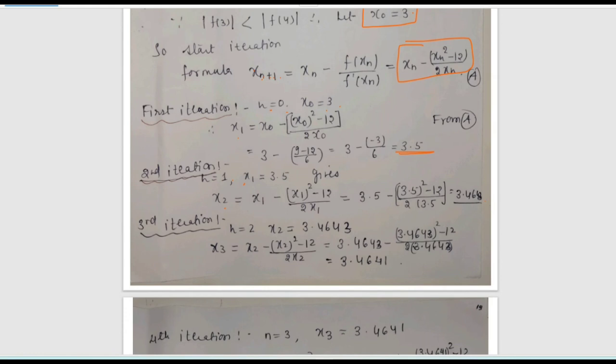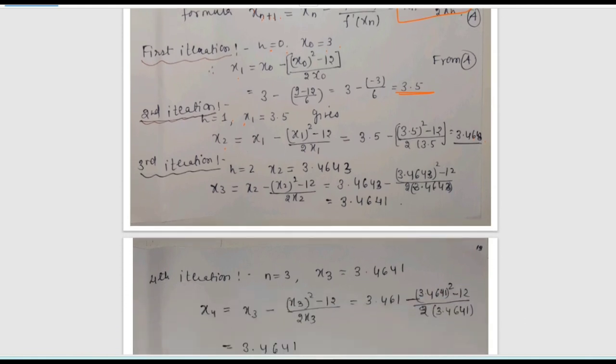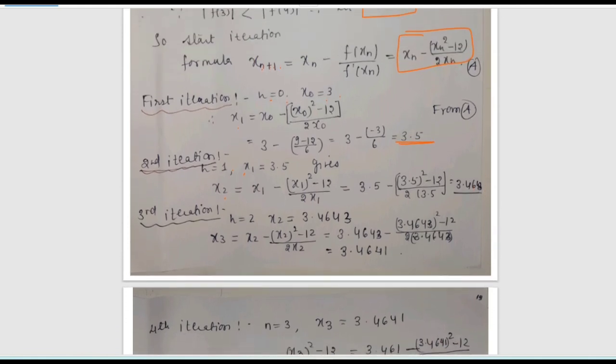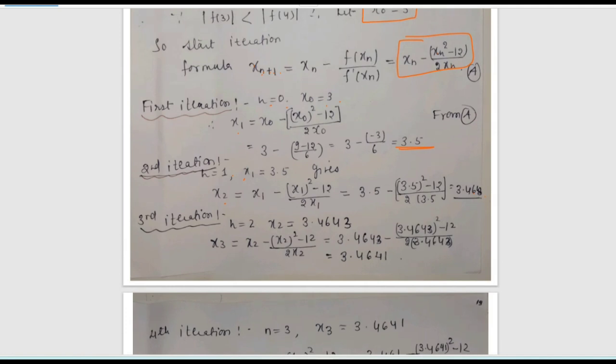Now for the third iteration, again using this formula, putting n equals 2, we will get x3 in terms of x2. X2 you already have, just put this value and get this. Before starting the next iteration, first check whether the second and third iterations are matching. The second iteration was this and the third iteration was this. It means it is not matching up to 4 decimal places, because in the question they have clearly mentioned that you have to find your solution up to 4 decimal places.